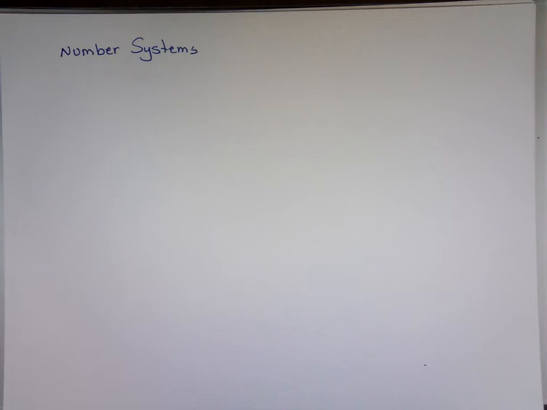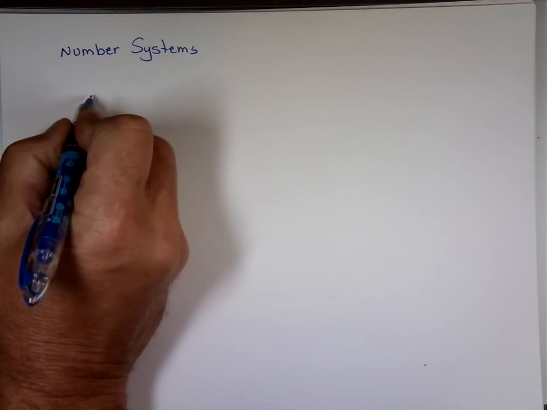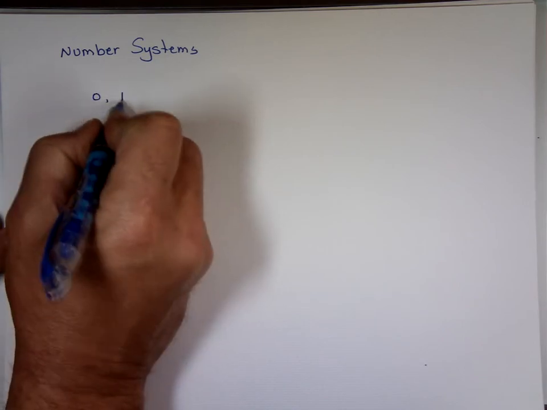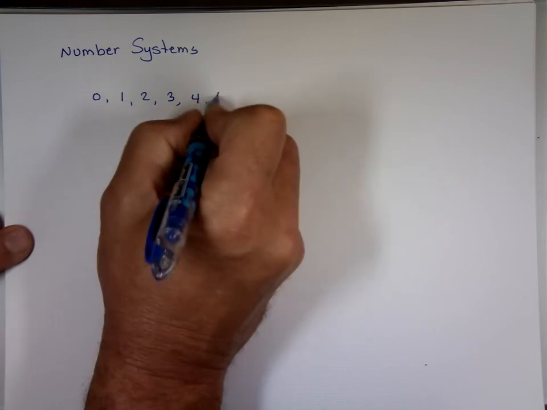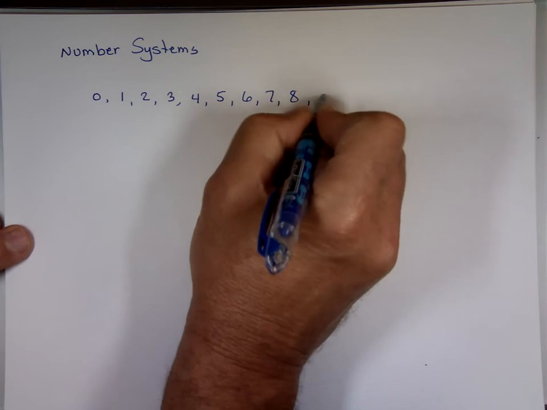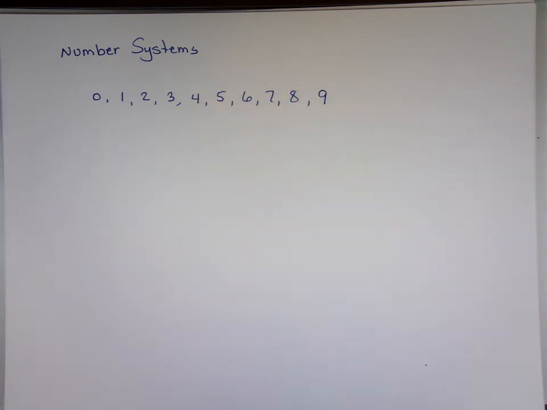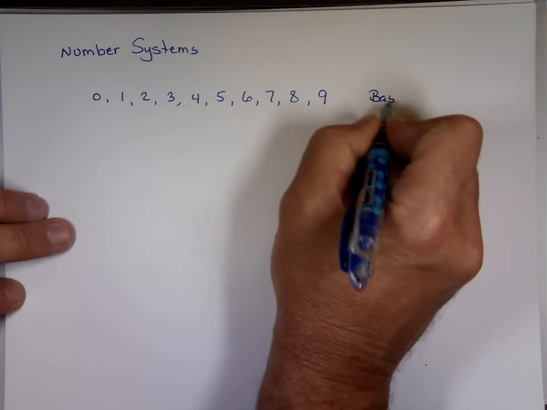Now, you and I deal with base 10, decimal. So when you write a number, a single digit would be what? 0, 1, 2, 3, 4, 5, 6, 7, 8, and the last digit is 9 for a single digit, because we use base 10, decimal.